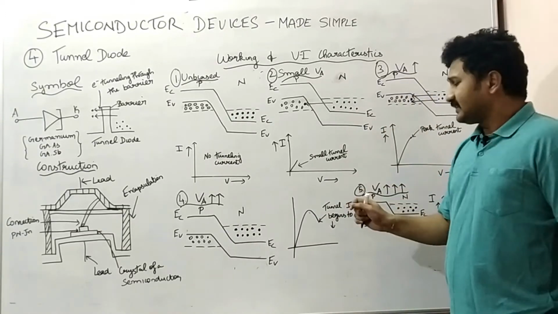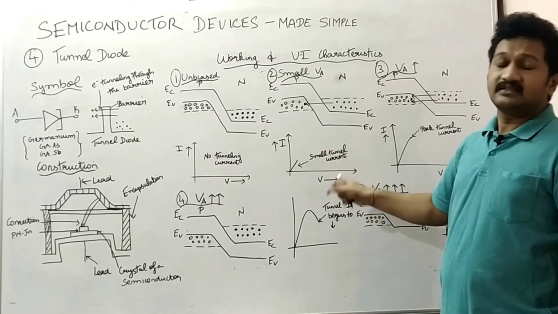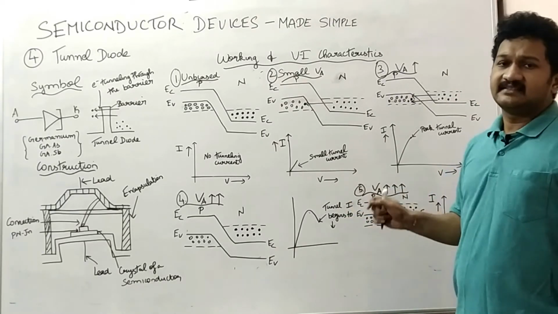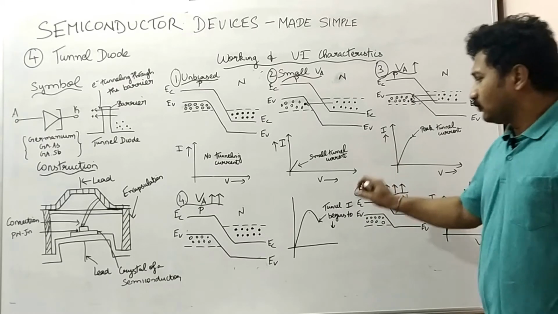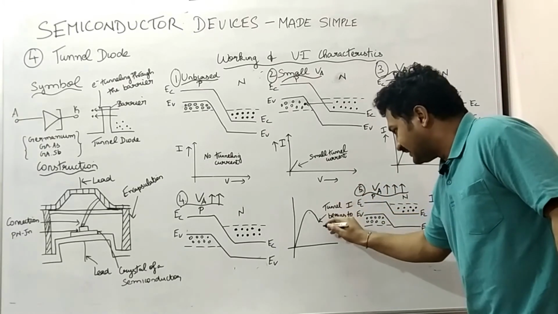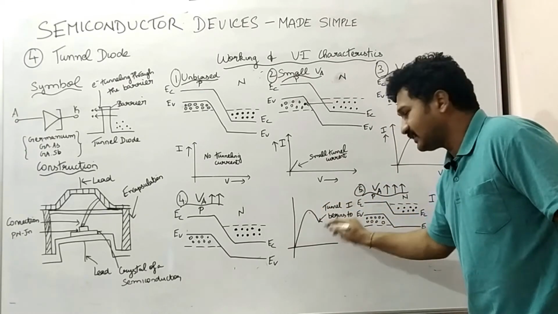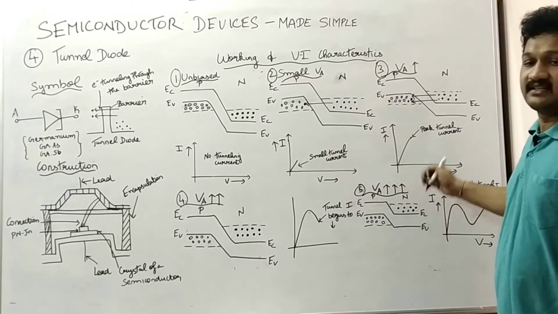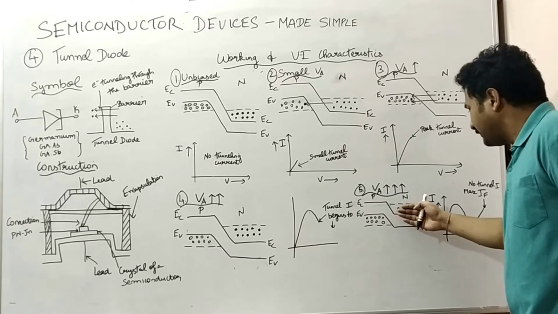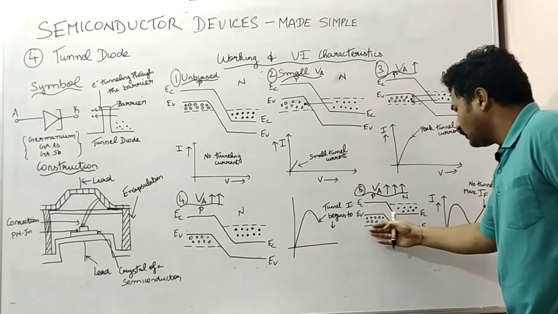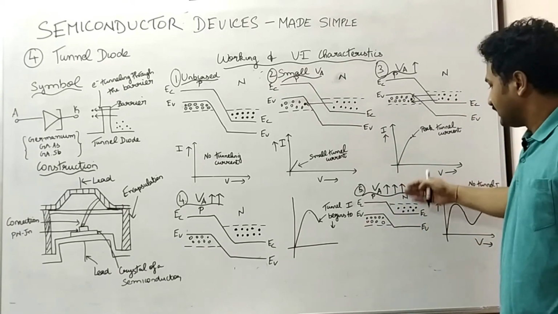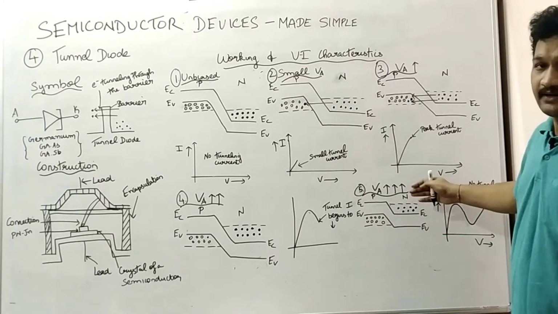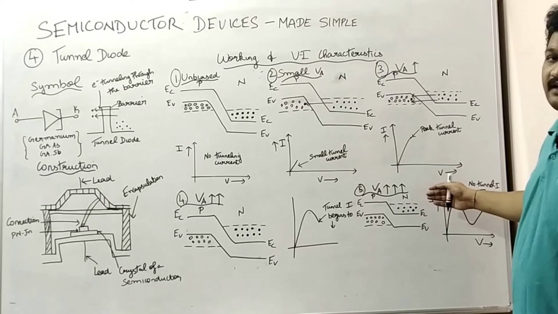This region has to be noted, or this region should be taken into account. This is called the negative resistance region, because when the voltage is increased, the current is decreased. Next, what happens when the applied voltage is largely increased? There will be no overlapping of the holes in the N side and electrons in the P side. The level shifts up. So now this tunnel diode acts as a normal PN junction diode.